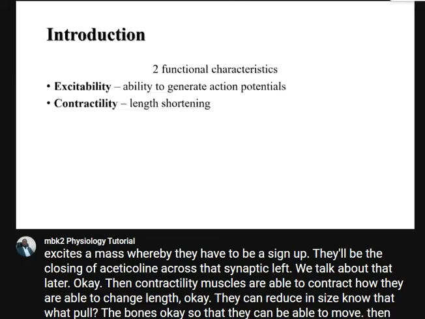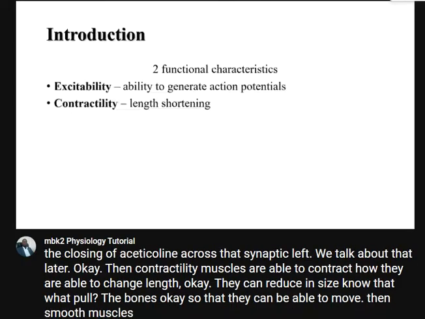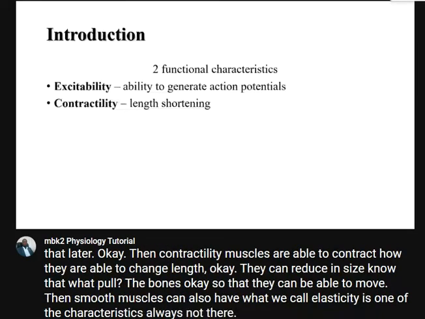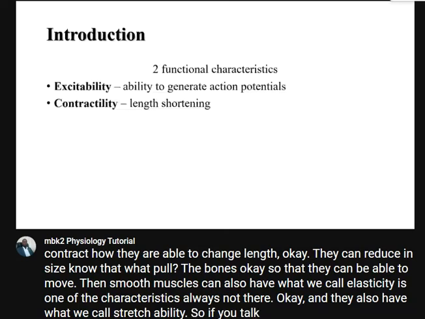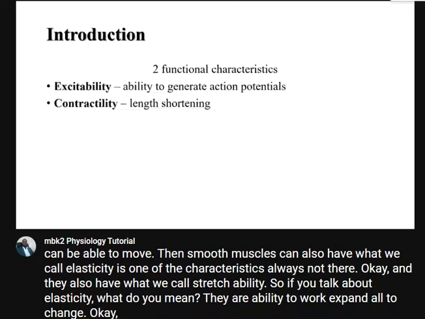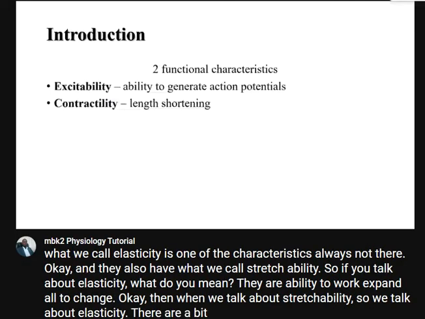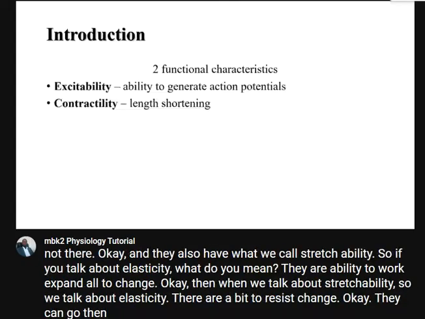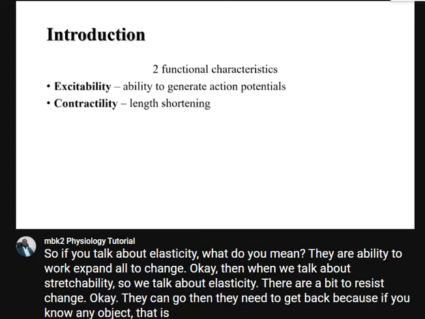Then smooth muscles can also have what we call elasticity. It's one of the characteristics. And they also have what we call stretchability. If you talk about elasticity, what do we mean? Their ability to resist change. They can go, then they need to get back, because any object that is elastic resists a change in shape.